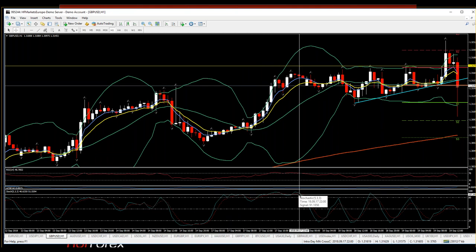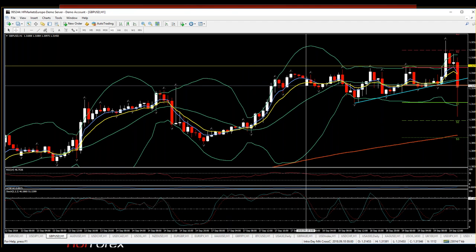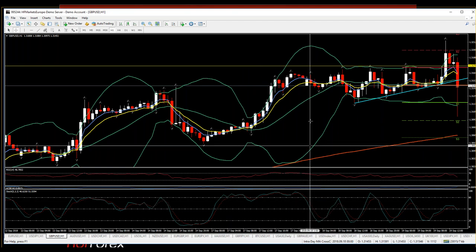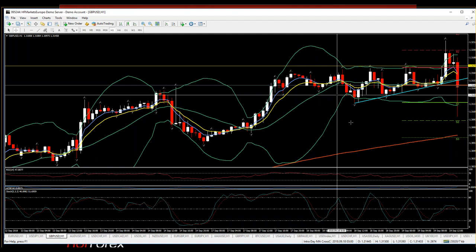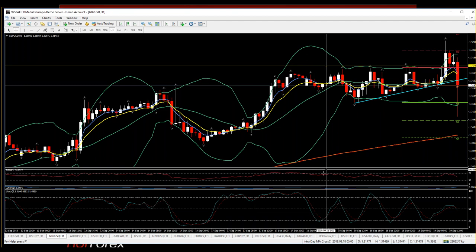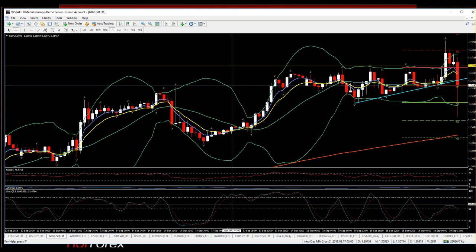But we move out the next day, which is there. And that's captured that little move down there and then that move down there. But then we turn around, but we didn't go overbought. And then it's moving back up. So another good example of how sometimes it doesn't work.